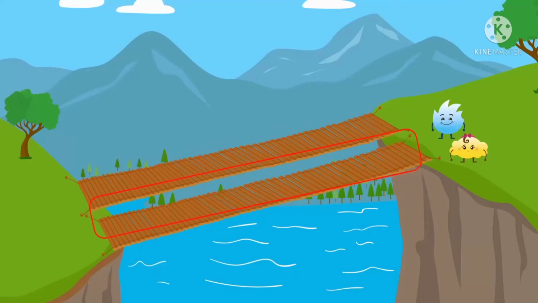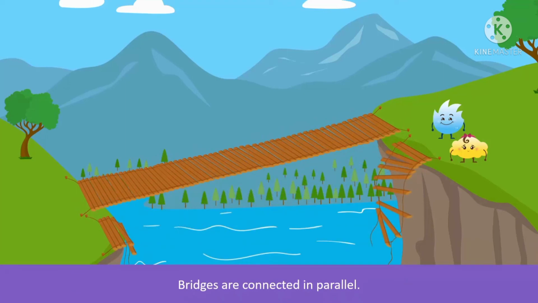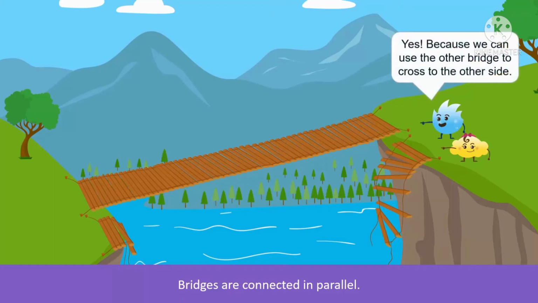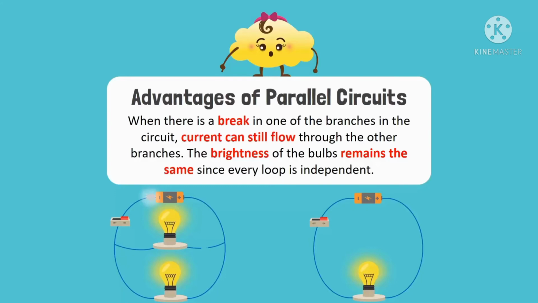Now look at these bridges connected in parallel. What happens when one of the bridges collapses? Can you cross to the other side now? Yes, because we can use the other bridge to cross to the other side. Well done! This is the advantage of a parallel circuit. When there is a break in one of the branches in the circuit, current can still flow through the other branches. Also, the brightness of the bulbs remains the same since every loop is independent.